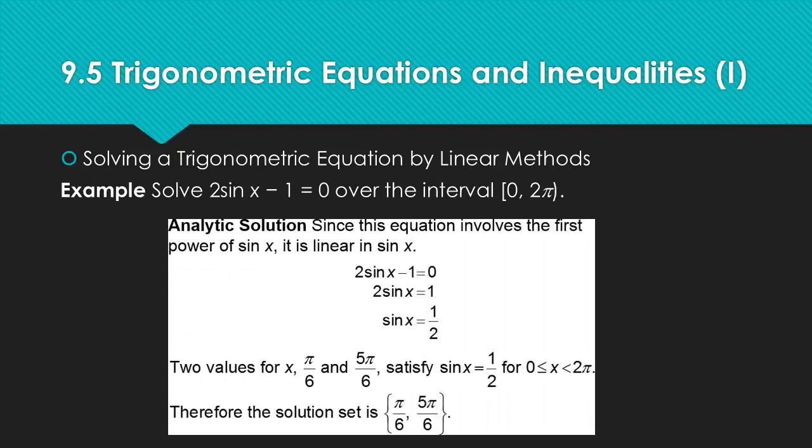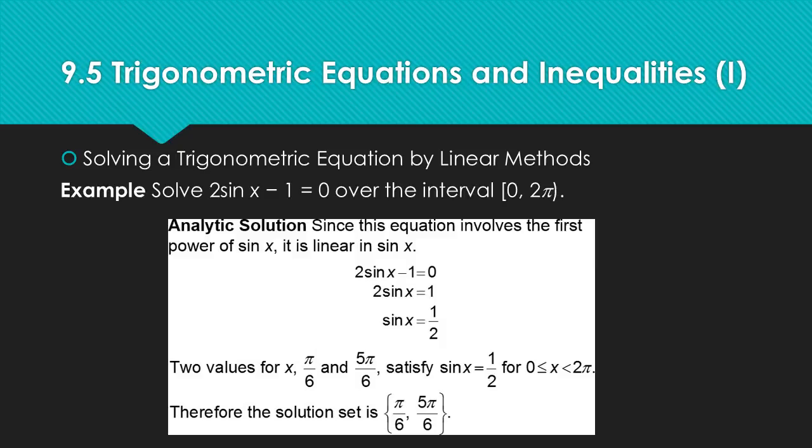So the first thing we're going to do is add 1 to both sides. So we have 2 sine of x equals 1. Then divide by 2. Now we can do that because the 2 is in front of the sine. If the 2 had been in front of the x, we could not do that. We cannot pull the 2 out if it's in front of the x, but it's in front of the sine, so it's fine. So we have the sine of x equals 1/2.